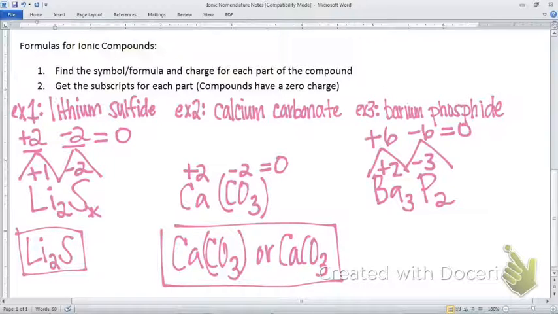Now we need to rewrite the formula without the charges. It should be Ba3P2. And I do want you guys to notice that the subscripts, like a submarine or the subway, are underneath these symbols. Really, it's kind of like on the line that we draw the symbols on. Okay, be careful with those, don't draw them too large.